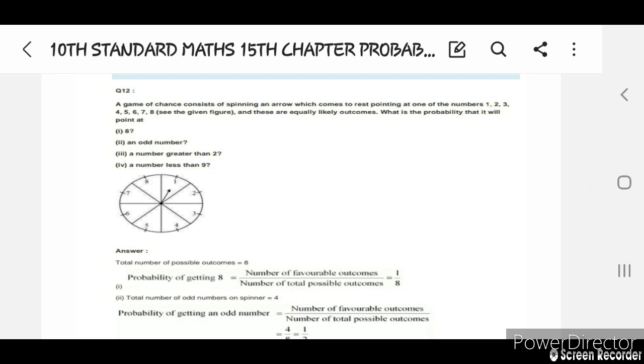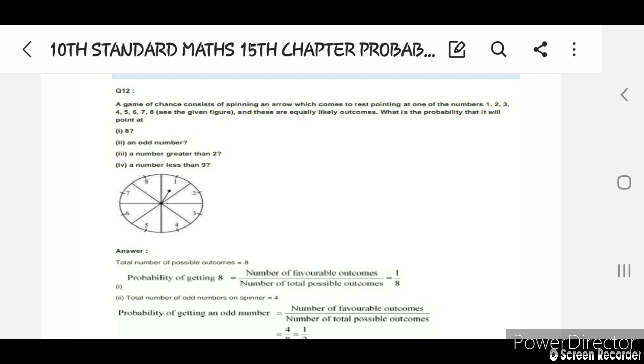Okay. Next, question number 12. A game of chance consists of spinning an arrow, which comes to rest pointing at one of the numbers 1 2 3 4 5 6 7 8. Here in this image also you can see, and they are equally likely outcomes. So what is the probability that the outcome will be 8?